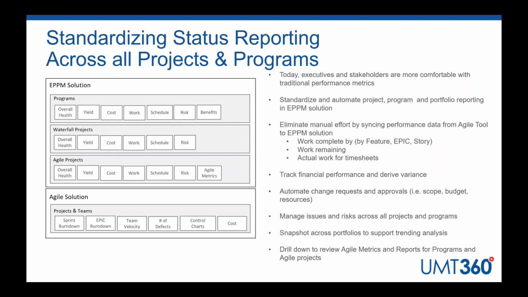So looking at tracking financial performance, deriving variances, integrating with ERP systems, automating the change requests around scope, budget, and other things. Now, that being said, we still have the ability to aggregate key Agile metrics back into the EPPM solution, or simply through reporting, provide drill down into the key metrics from the Agile world. So the key here is that we're able to standardize status reporting at any level within the EPM solution, but at the same time, Agile teams can continue to track and measure their work in the way that they want.